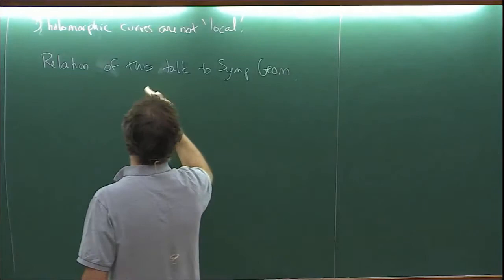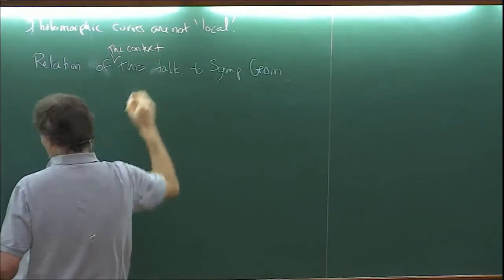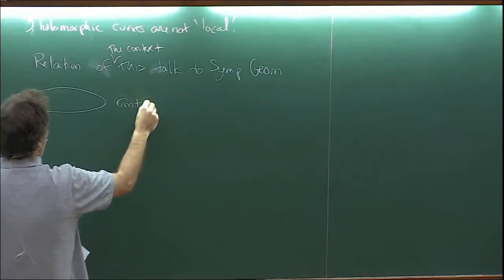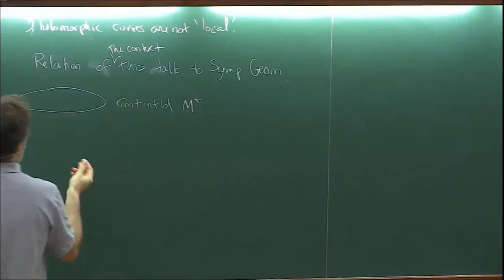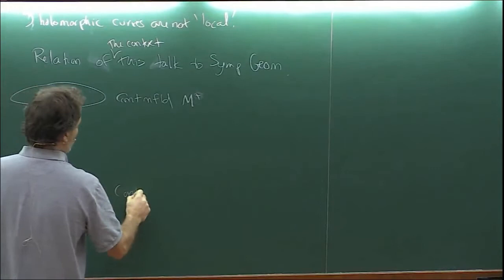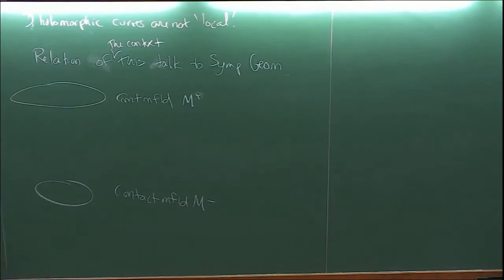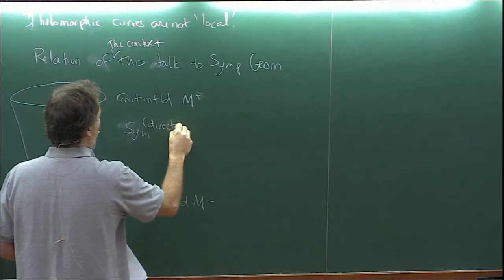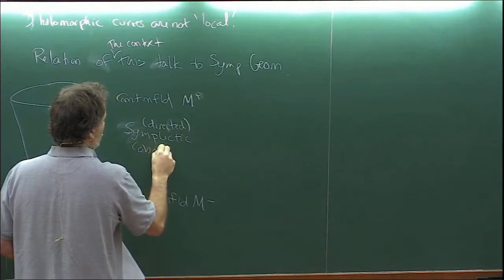So the context of this talk: there's a picture that you tend to draw in these lectures. You draw a contact manifold like this. Say you have two contact manifolds, M plus and M minus, and then you have a symplectic cobordism. It's actually a directed cobordism, unlike in topology, a directed symplectic cobordism, which I'll explain later.